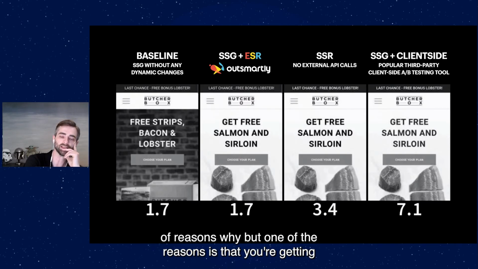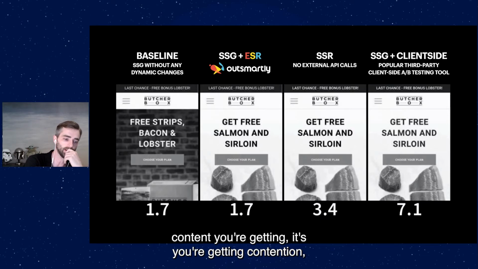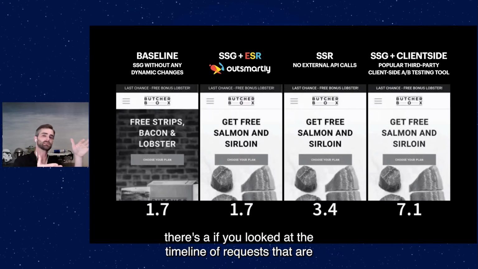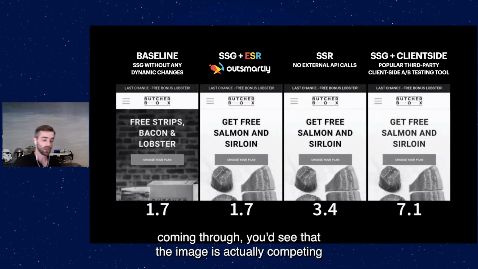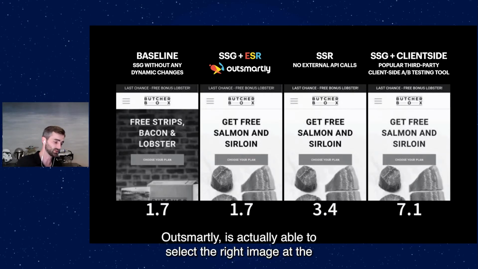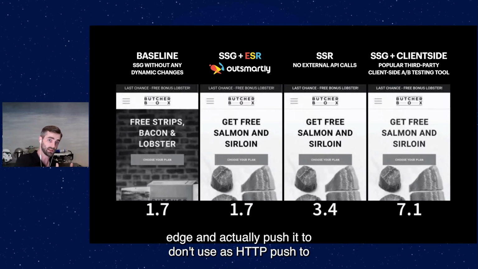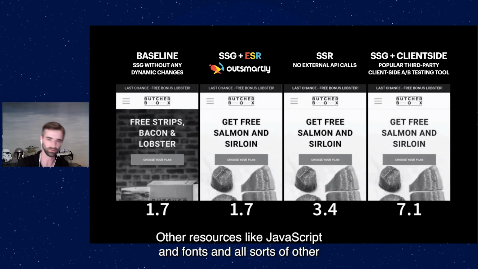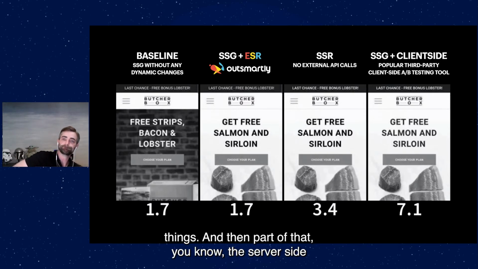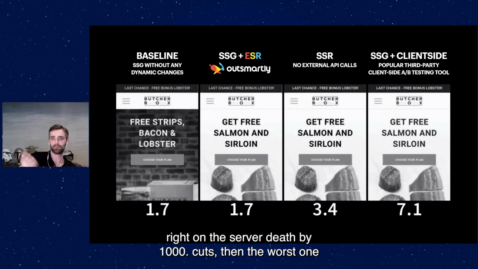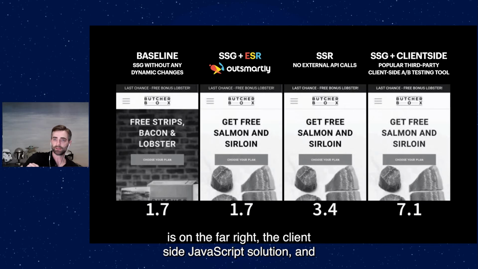And there's a bunch of reasons why. But one of the reasons is that you're getting contention. If you looked at the timeline of requests that are coming through, you'd see that the image is actually competing against other resources. Whereas Outsmartly is actually able to select the right image at the edge and push it. It uses HTTP push to preload that image so that there's less contention with other resources like JavaScript and fonts and all sorts of other things. And then part of that, the server-side rendering time is just generating the page itself, right, on the server, death by 1,000 cuts.